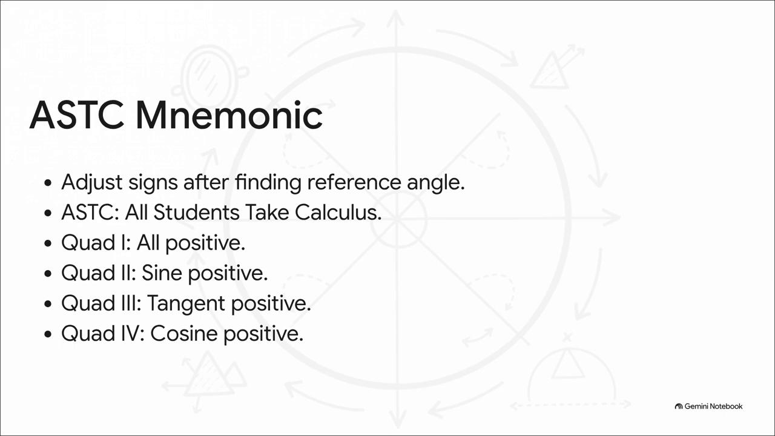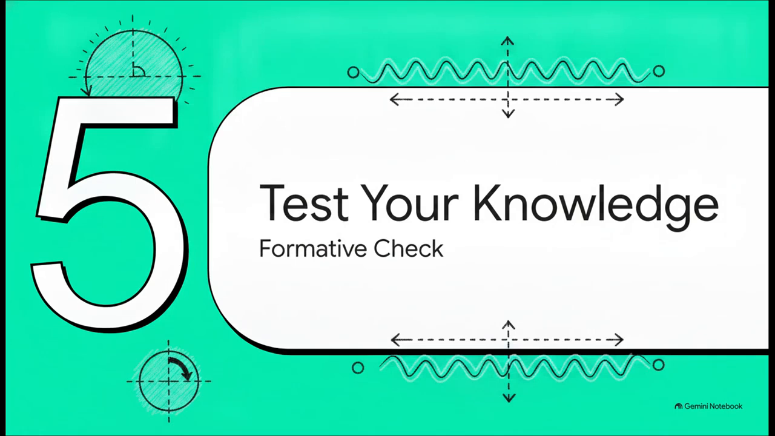Quadrant I starts with A, meaning all functions are positive. Quadrant 2 is S, so only sine is positive. Quadrant 3 is T, meaning only tangent is positive. And quadrant 4 is C, so only cosine is positive. It's a real lifesaver. All right, section 5, test your knowledge, formative check.